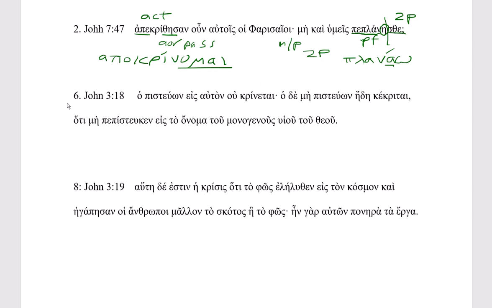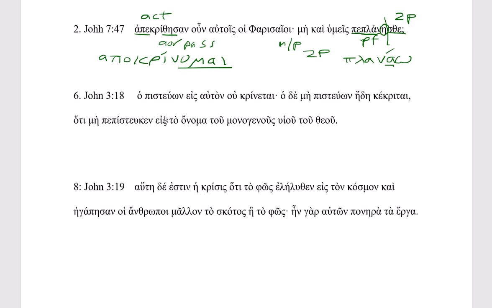Okay, the next examples come from number 6 and number 8 in the workbook, although they're two successive verses. So John 3:18 and John 3:19. So let's read John 3:18. Ho pisteuōn eis auton ou krinetai. Ho de mē pisteuōn ēdē kekritai. Hoti mē pepisteuken eis to onoma tou monogenous huiou tou theou.